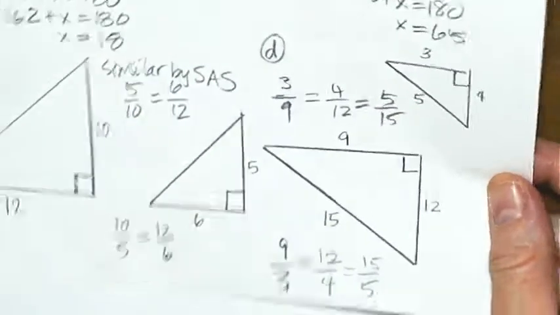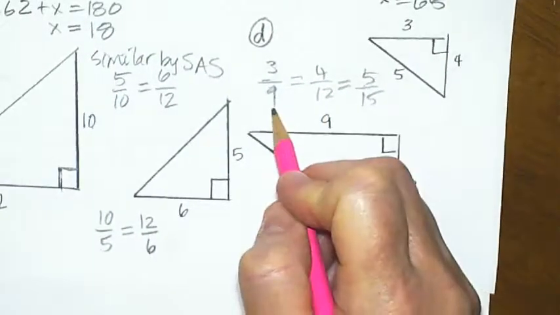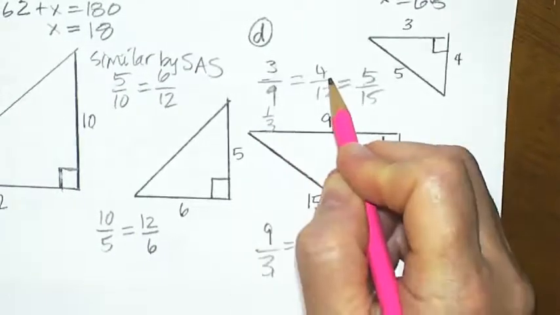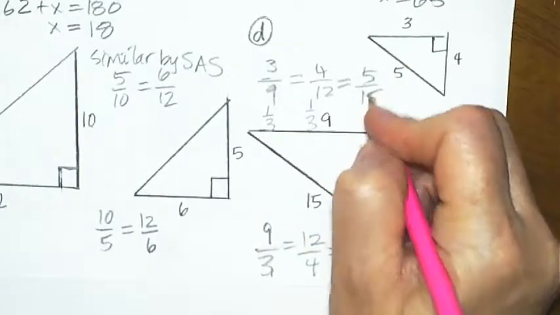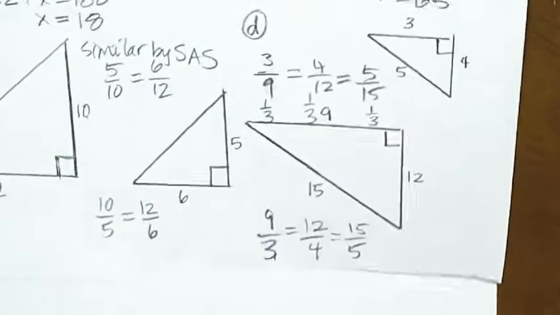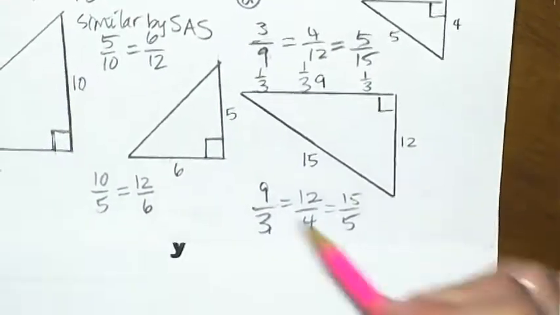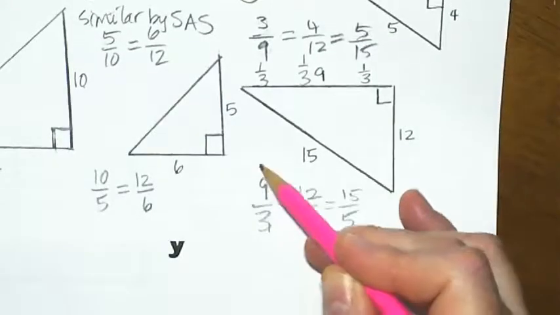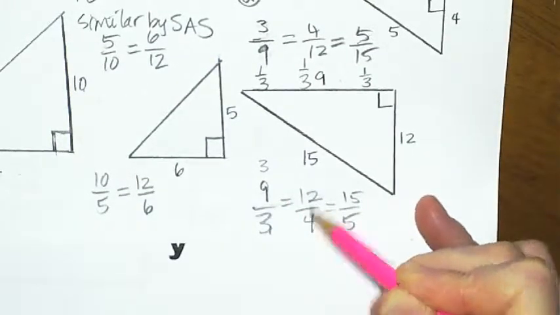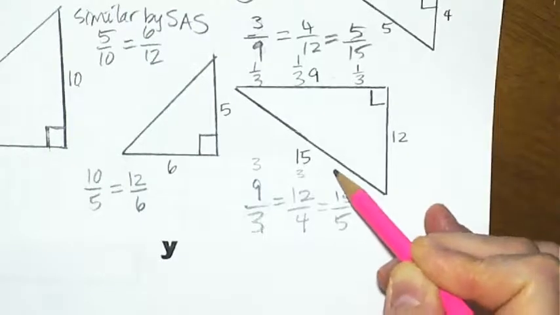But I'm going to check and see what these all reduce to. This reduces to 1/3. This reduces to 1/3. And this reduces to 1/3. And the nice thing about our calculators is that they reduce to lowest terms. They don't automatically change it to a decimal. 9 divided by 3 is 3. 12 divided by 4 is 3. 15 divided by 5 is 3.